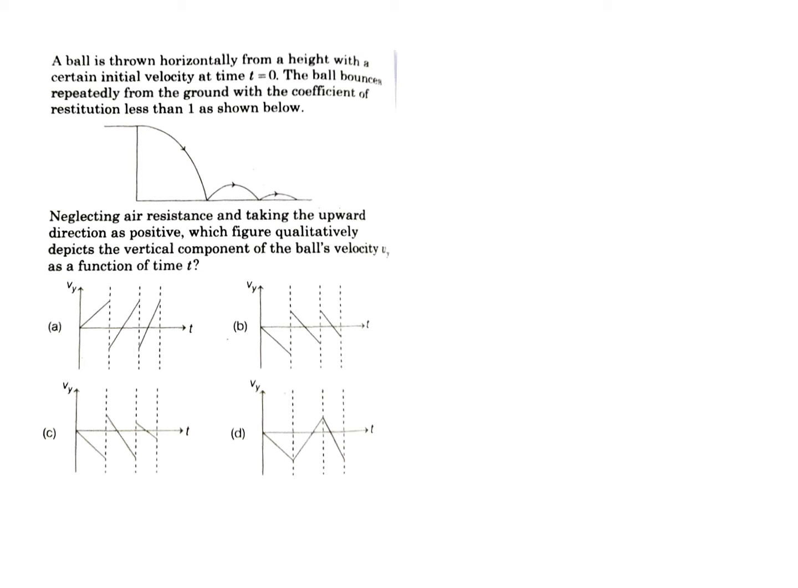So here a ball is thrown horizontally from a height with a certain initial velocity at time t equal to 0. The ball bounces repeatedly from the ground with coefficient of restitution something less than 1. So you have to draw its Vy with respect to time.